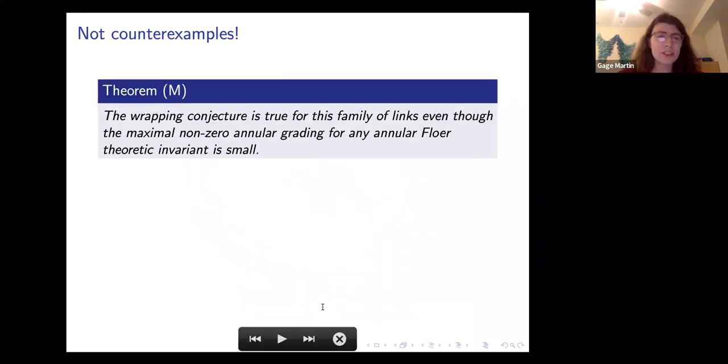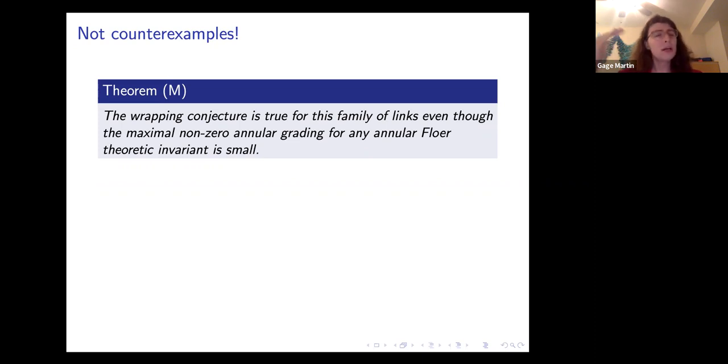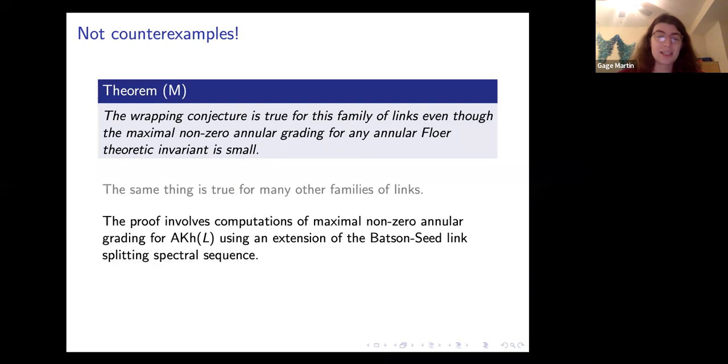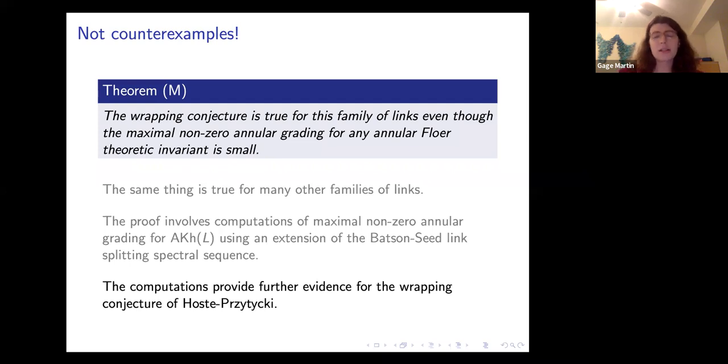And this is part of what I did. I can verify that this family and lots of other families aren't counterexamples to the wrapping conjecture, even though from the perspective of Floer theories their annular gradings are trapped in this really small range, while for the wrapping conjecture and Khovanov homology their annular gradings are growing really, really big. So we see this really big gap between the Floer homologies and the Khovanov homologies. The main idea is extending a link splitting spectral sequence of Batson and Seed into the annulus to use for computations. Overall, this is giving lots of good evidence that the wrapping conjecture might be true.